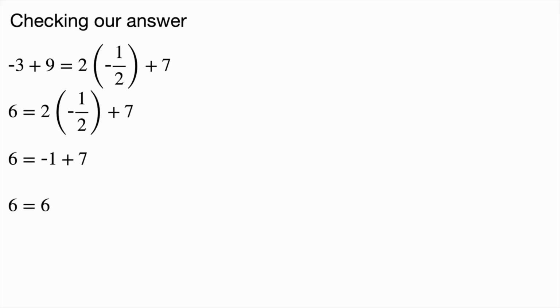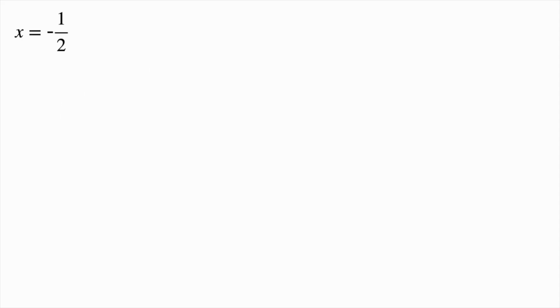So we proved that 6 equals 6, and that proves then that -1/2 is the valid answer to the equation after we checked our answer. And we got the answer of -1/2 to the equation. So x equals -1/2, and we found our answer to be correct.